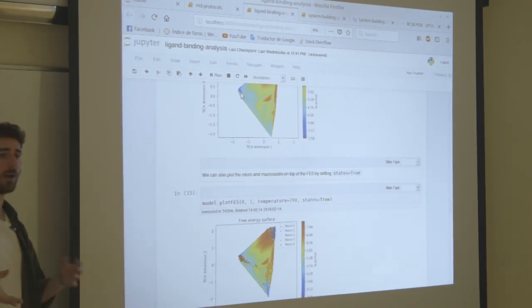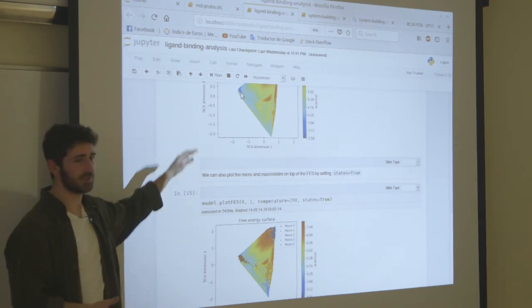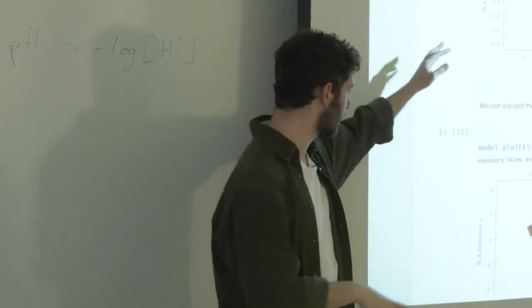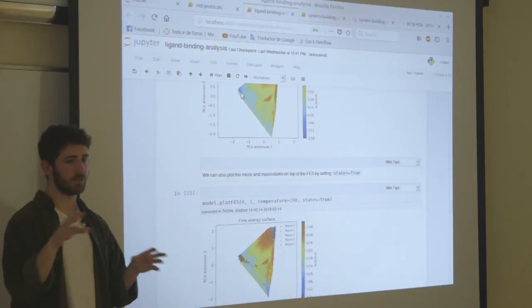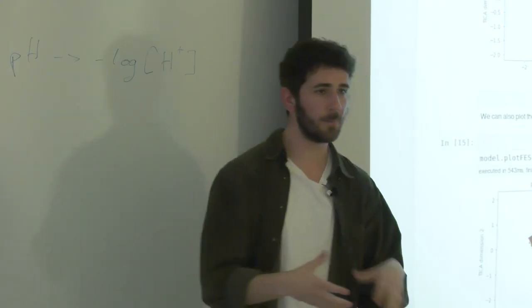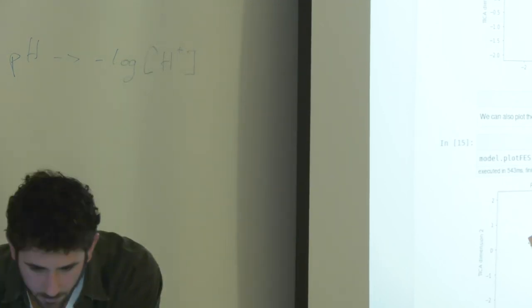So when we create a Markov model, it's to represent all the trajectories we have as this understandable data that allows us to describe what's happening in this binding process and to actually get interesting information.